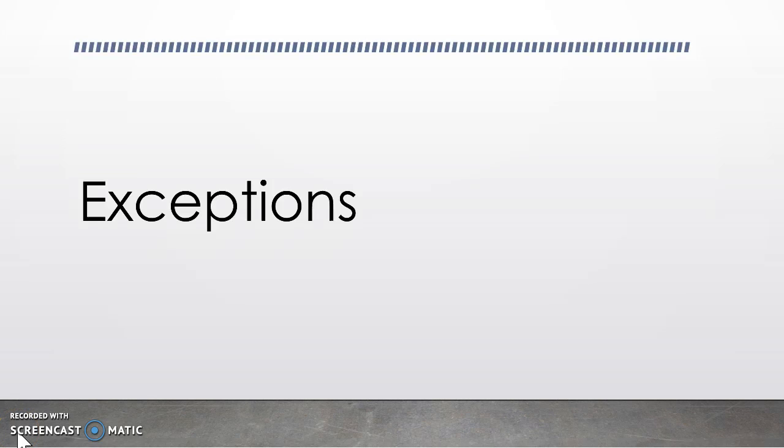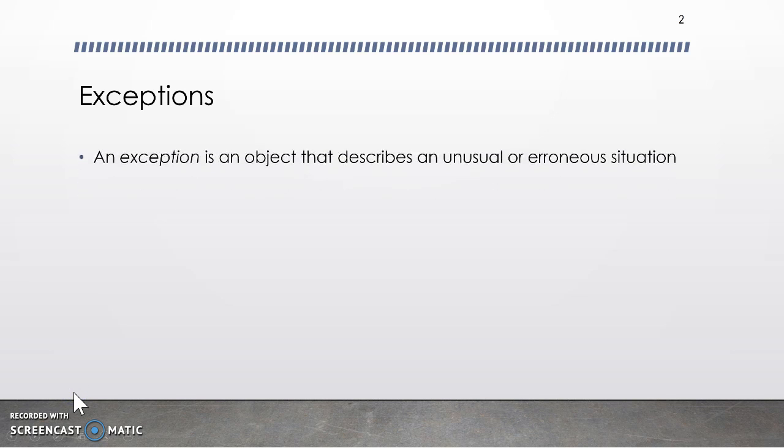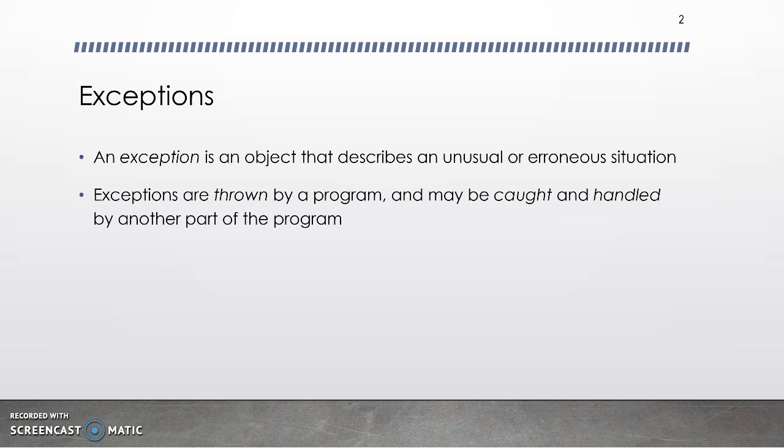Exceptions. Problems in the Java program may cause exceptions or errors representing unusual or invalid processing. An exception is an object that defines a problem that can usually be fixed. An exception is an object that describes an unusual or erroneous situation. Exceptions are thrown by a program and may be caught and handled by another part of the program.